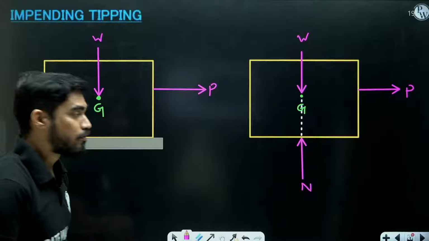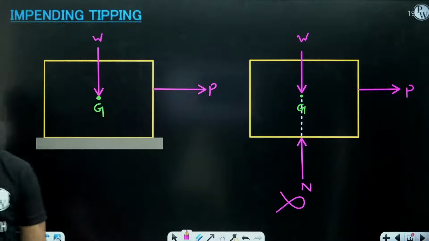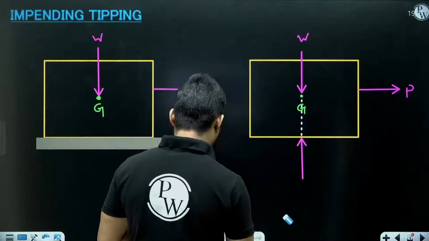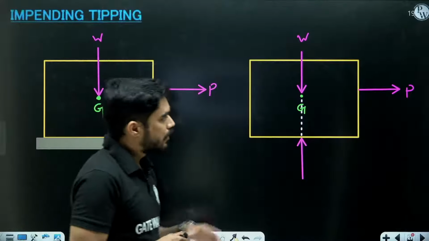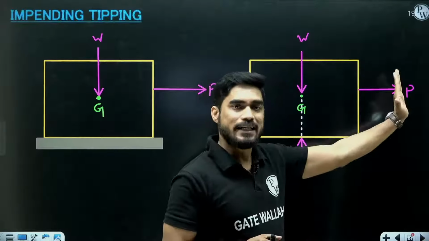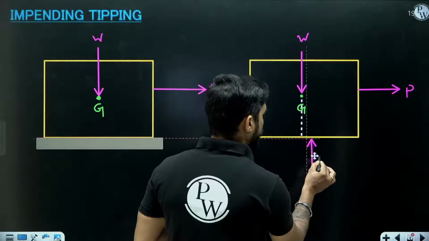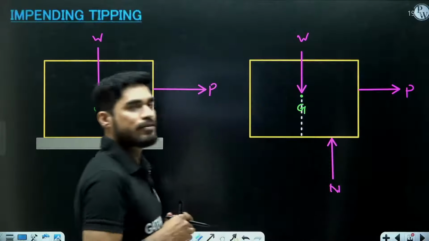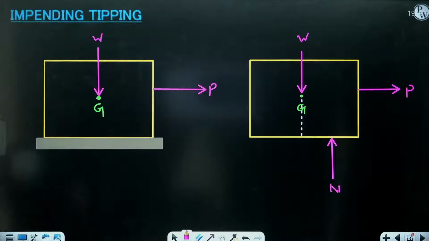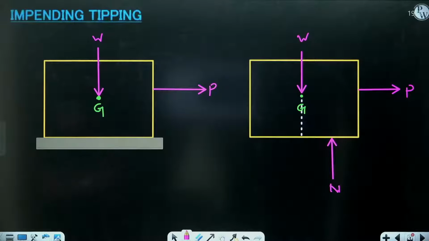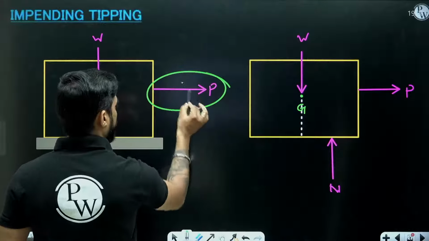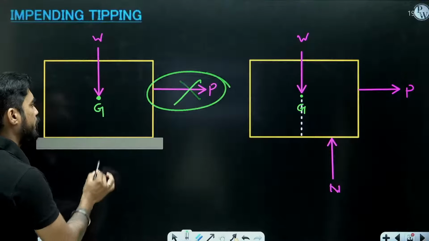But you will be surprised to know that this is wrong. The normal force does not pass through point G. The normal force actually shifts. Where will it shift? If you are trying to pull the block towards the right side, it is going to shift towards the right, somewhere here. This will be the normal force N. If you are not applying the force on this body in the horizontal direction, if you are not trying to move it, let's say this force is not there, then the normal force will pass through G.